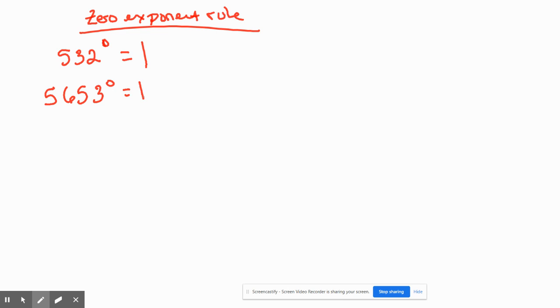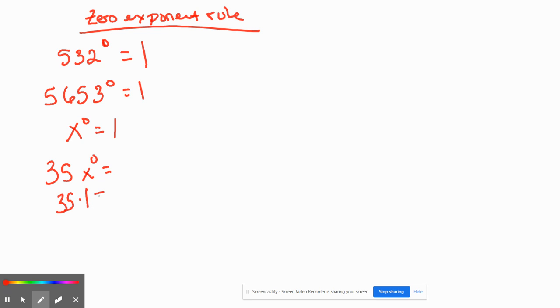All right, x to the 0 power is just 1. But if you put something in front of it, say 35 x to the 0 power, x to the 0 power is 1, but there's really a multiplication symbol in there, so that is really actually 35.